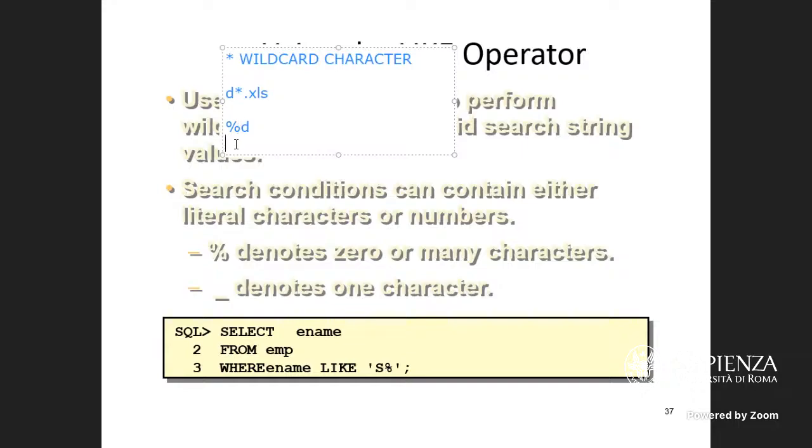Now, the other one is this underscore here. What this tells us is just one character. There can only be one character. So you now can do a mix and match.